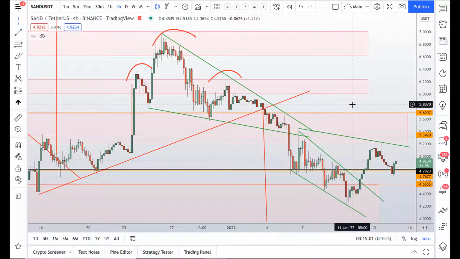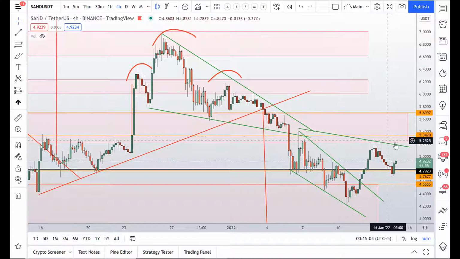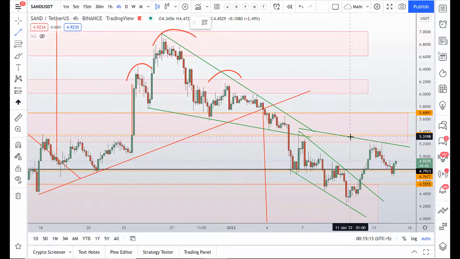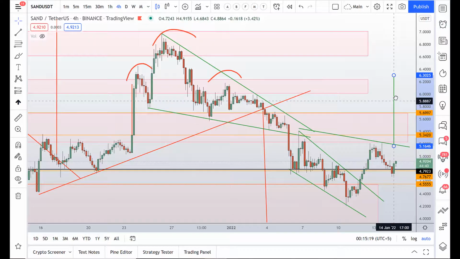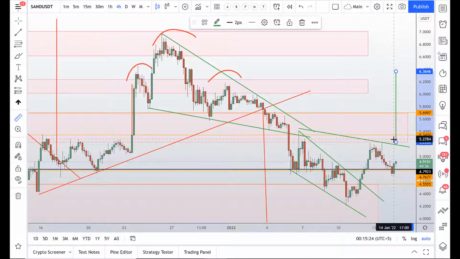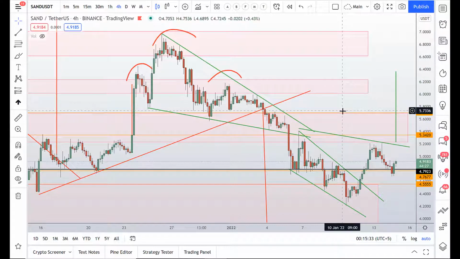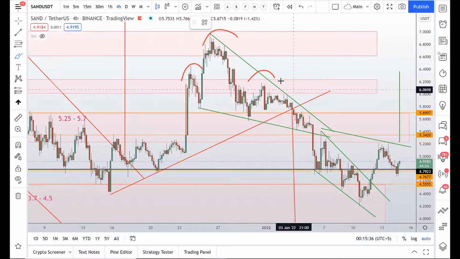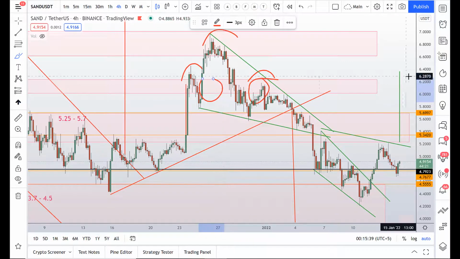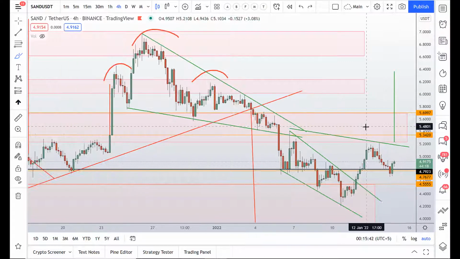All right, so if the neckline is broken and the high of this box is broken at around 5.30, then we can anticipate something. Let me give you a quick price prediction. If I measure this head and shoulder, from the point of breakout we can expect price to move more than 22% if this level is broken out. And that's also a nice area of support and resistance at around $6.20. So guys, watch out for this level to break out and then you can enter.